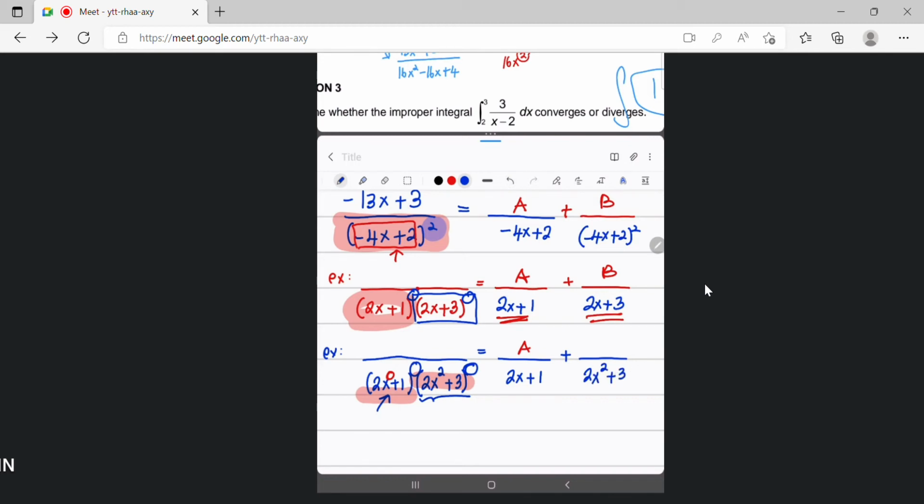Okay, so the next one, look at the function inside the bracket. Okay, for the function inside the bracket, nampak tak? Quadratic kan? So, kalau quadratic, tadi kita dah pakai A, so kita proceed lah Bx plus C. Okay, so Bx plus C.